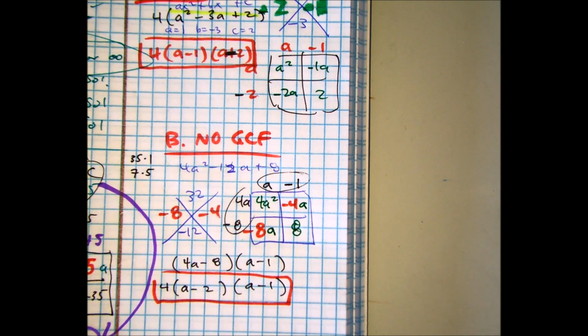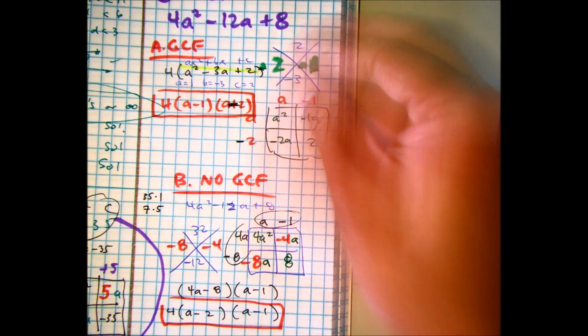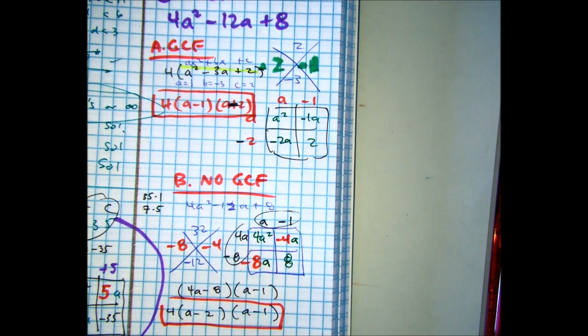Commutative property of multiplication. So, big idea is this. Which problem was easier to work with? Top or the bottom? Top. But I had to look for a what first? Look for the greatest common factor first.